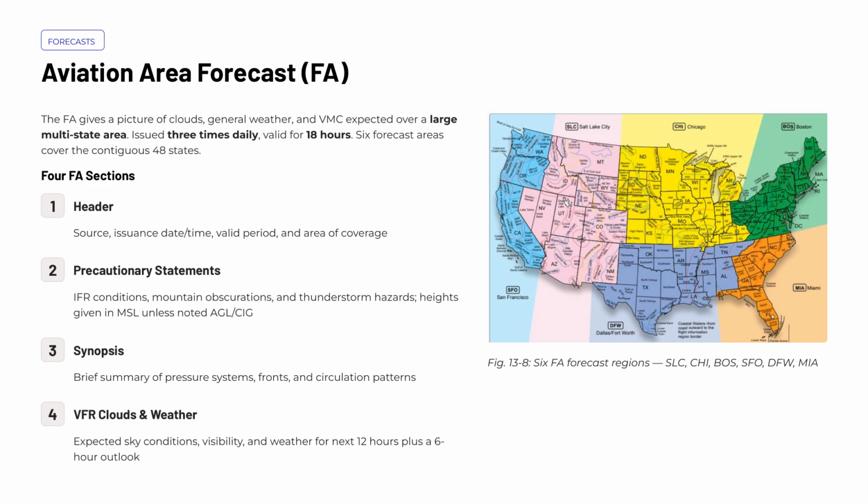The synopsis section follows, offering a brief summary of pressure systems, fronts, and general circulation patterns affecting the region. Finally, the VFR clouds and weather section provides the detailed forecast you will use most directly: expected sky conditions, visibility, and significant weather for the next 12 hours, along with a 6-hour outlook beyond that. When planning a cross-country flight, always identify which FA region or regions you will be flying through and review each section carefully before departure.